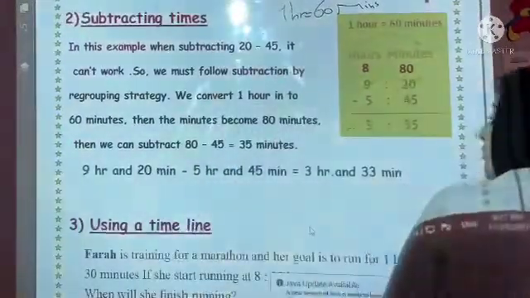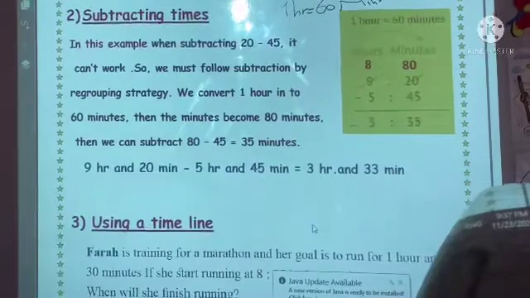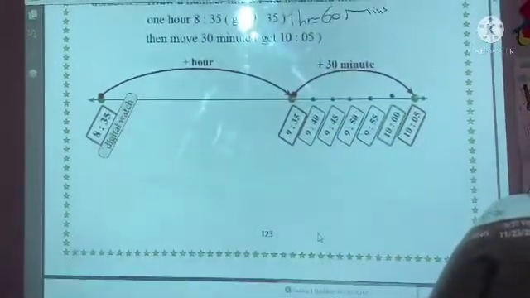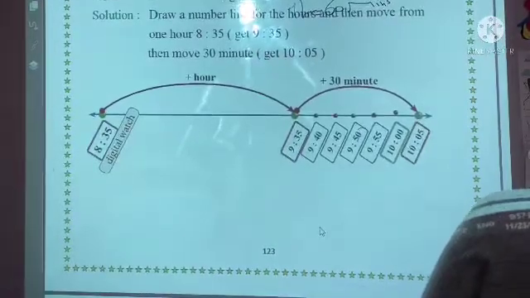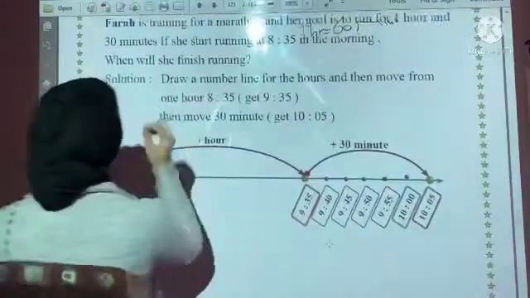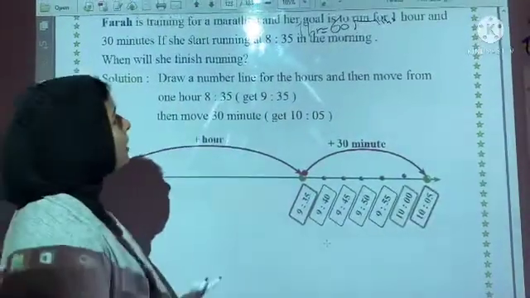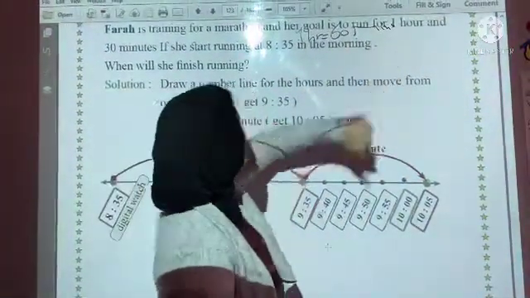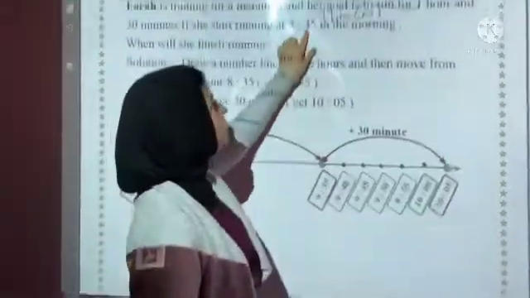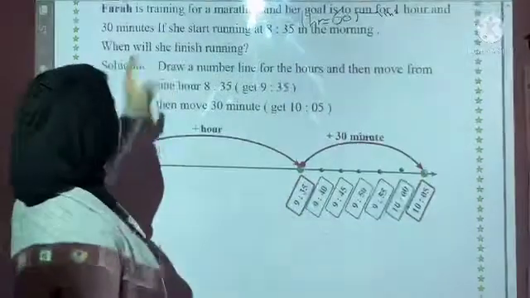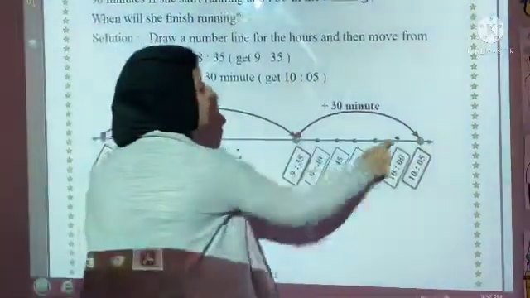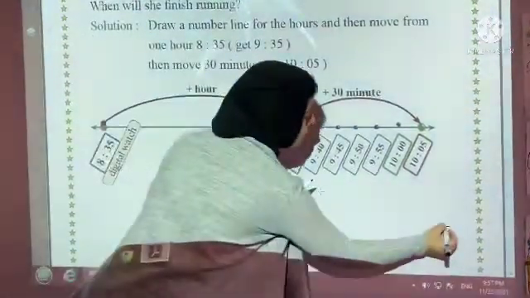Now let's move to the third one, using a timeline. Here Farah is training for a marathon and her goal is to run for 1 hour and 30 minutes. If she starts running at 8:35 in the morning, when will she finish running? First of all, I'm going to draw my timeline.